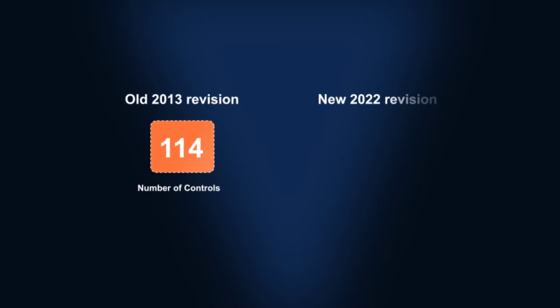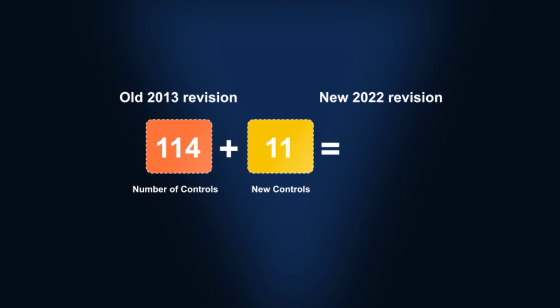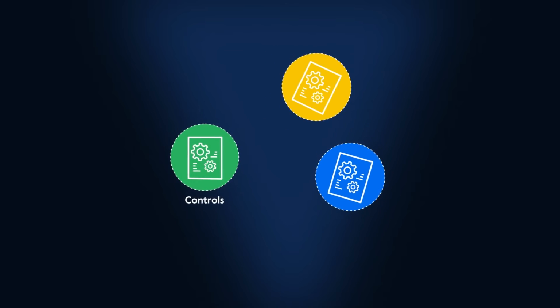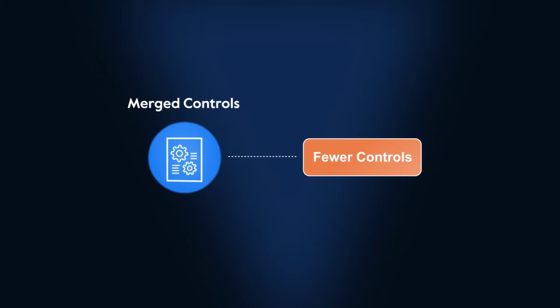Annex A housed the controls part of ISO 27001, and in 2013, Annex A had 114 controls. The 2022 version added 11 new controls, but the total number of controls actually dropped to 93. How were there more controls added but fewer controls overall, you ask? Several controls in ISO 27001 2022 were merged for brevity and for ease, leading to a fewer number of controls.